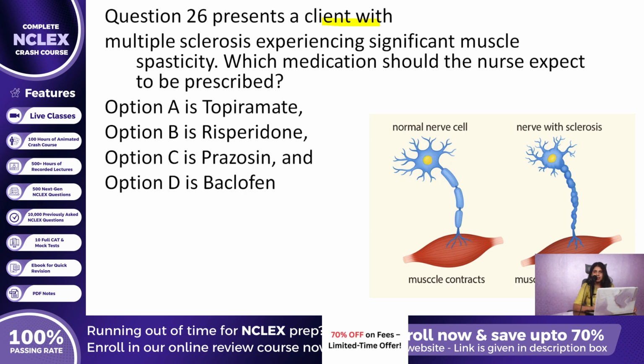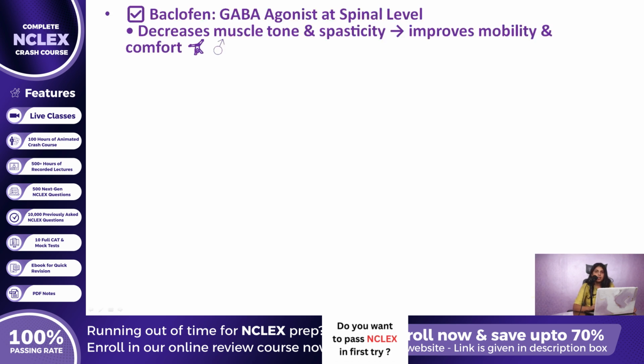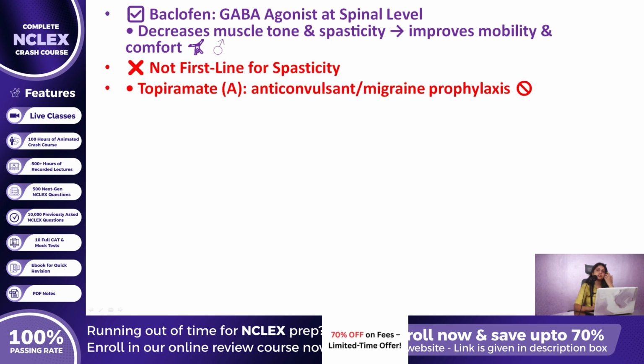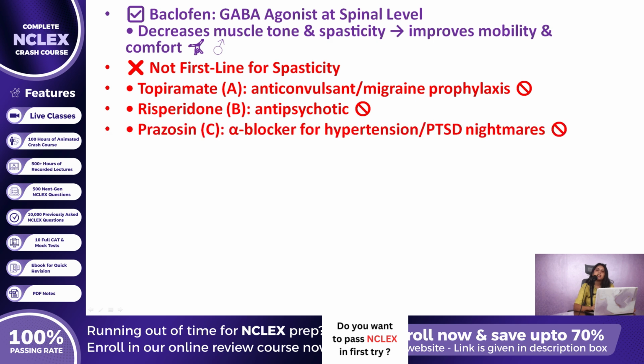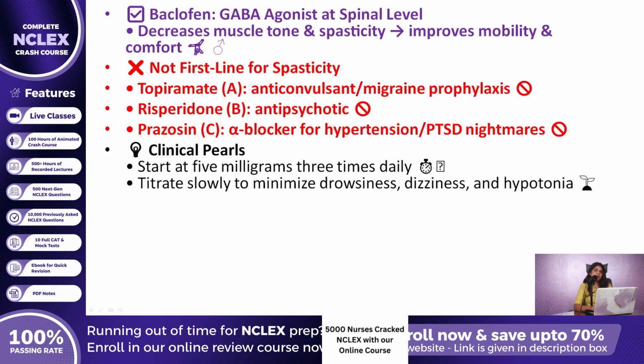The correct answer is option D, baclofen. As a gamma-aminobutyric acid agonist acting at the spinal level, baclofen reduces muscle tone and spasms, improving functional mobility and comfort in multiple sclerosis. Topiramate, option A, is an anticonvulsant for seizures and migraine prophylaxis. Risperidone, option B, is an antipsychotic. And prazosin, option C, is an alpha blocker used for hypertension and post-traumatic stress disorder nightmares. Clinical pearls include starting baclofen at 5 milligrams 3 times daily and titrating slowly to minimize drowsiness, dizziness, and hypotonia.